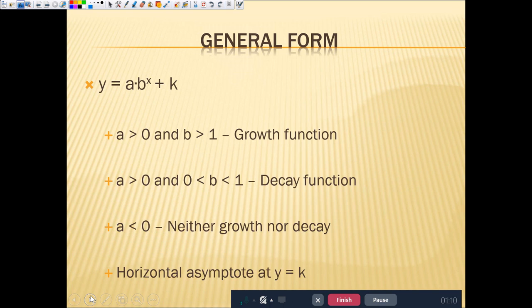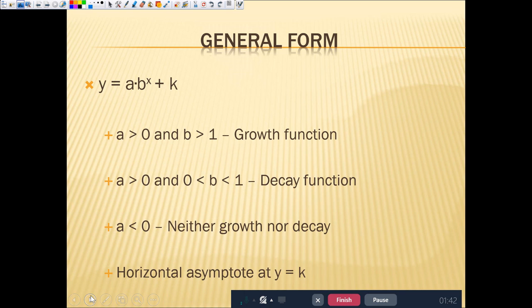So the things to remember: if a is greater than 0 and b is greater than 1, then it's a growth function, so it's going to be growing. If a is greater than 0 and b is in between 0 and 1, it's a decay function, so it's going to be decreasing. And then your horizontal asymptote is y equals whatever your k value is. If there's a value being added onto it, then that's going to be your asymptote.